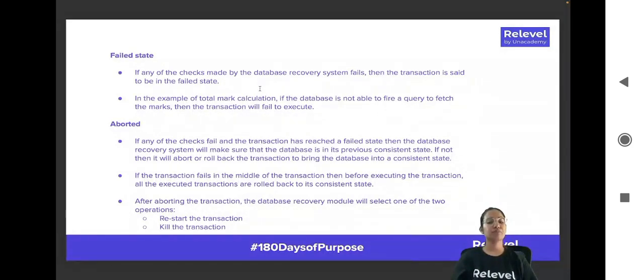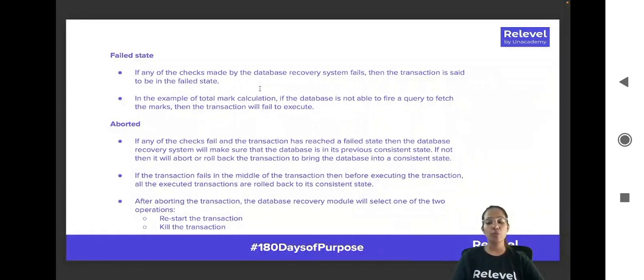Now, also remember that after aborting the transaction, the database recovery module will either restart the transaction or it will kill the transaction. So either you can have a process where you are restarting from scratch, or you can kill the transaction altogether as well. Okay. So this basically concludes our discussion of state transition diagrams and what all states a transaction basically has to go through before actually coming into the terminated state.